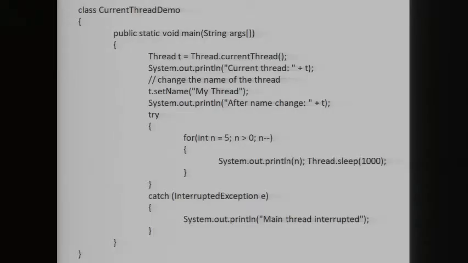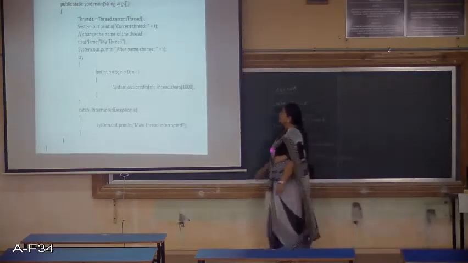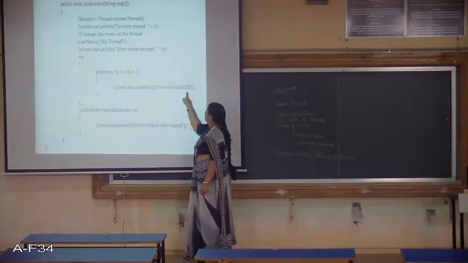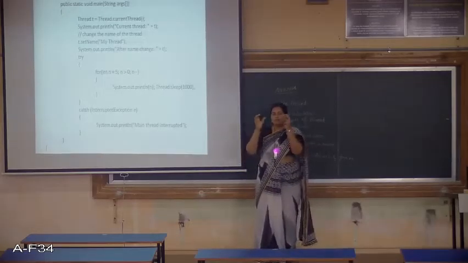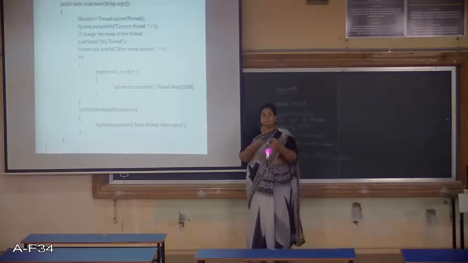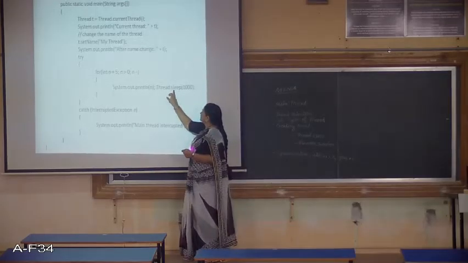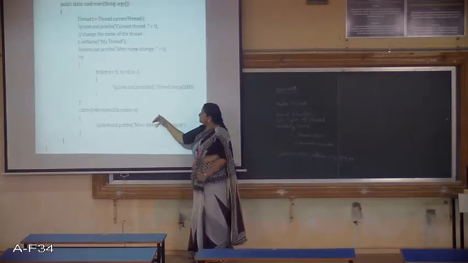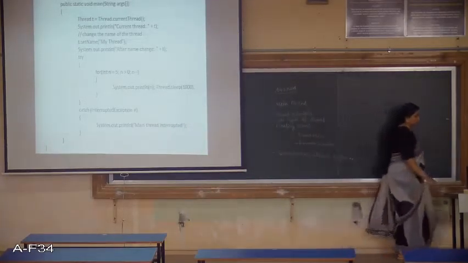Next, a loop counts down from 5, pausing 1 second between each line. Whenever we use this sleep method, it will pause for that much time. Wherever we want some delay to be introduced in our program, we can do that using this sleep method. And next, here we have the catch clause.